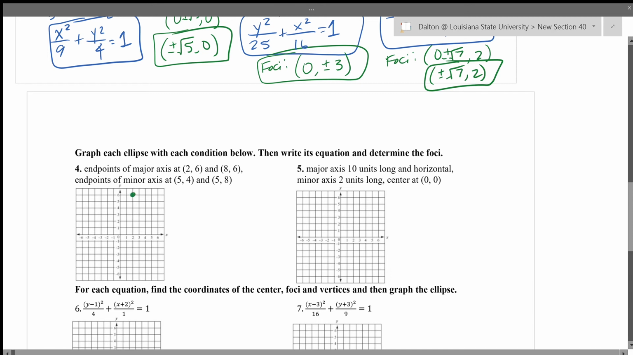So go ahead and plot these four coordinate points. (2, 6), (8, 6), (5, 4), and (5, 8). And graph your ellipse first.